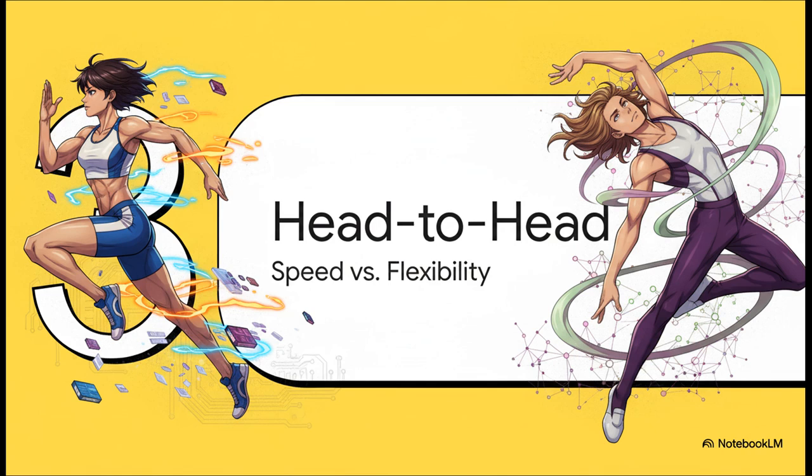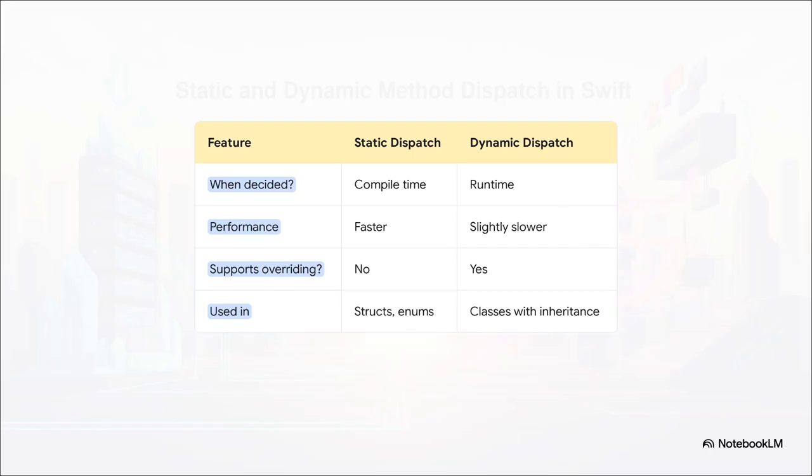Okay, so we've met our two contenders, the sprinter and the gymnast. Now let's put them side by side and really dig into the trade-offs between speed and flexibility. This table just lays it all out nice and simple. First question, when's the decision made? For static, it's at compile time. For dynamic, it's at runtime. Okay, what about performance? Static is definitely faster. Dynamic is just a little bit slower because of that runtime lookup. Can methods be overwritten? That's a hard no for static, but a huge yes for dynamic. That's its whole reason for existing. And finally, where do you see them? Static is king in the world of structs and enums, while dynamic lives in the world of classes and inheritance.